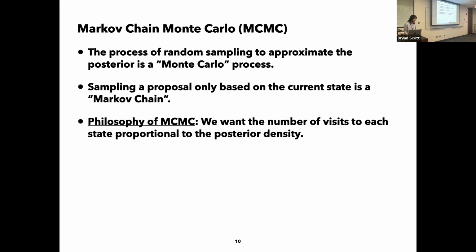So what the process I was talking about is the Markov chain Monte Carlo. The process of random sampling, like any sort of random process to approximate a number, is Monte Carlo. And when they make proposals for the next state, they only care about the current state. That sort of chain, from one state to another, is called the Markov chain. So the whole philosophy here, I'll say it again, is that we want the number of visits to each possible state to be proportional to the posterior probability.